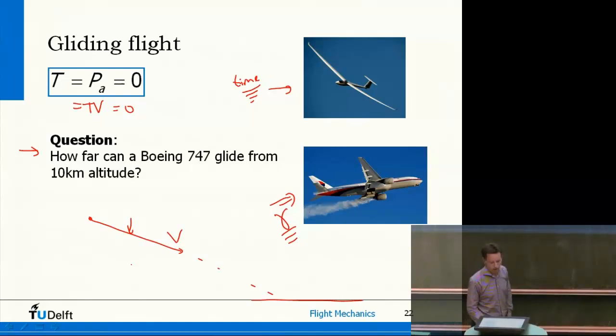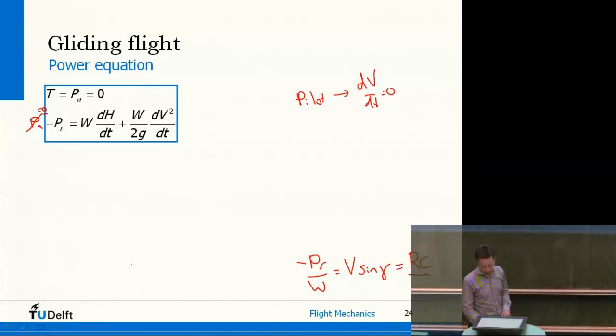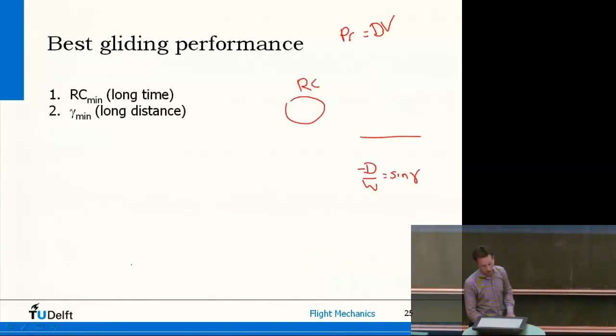Now, we've already discussed this question, how far can you glide with a Boeing 747 following an engine failure? Is this distance from 10 kilometers altitude, but hopefully at the end of the lecture you could calculate this easily in a minute or two yourself. So I'm going to skip this sheet because we discussed it.